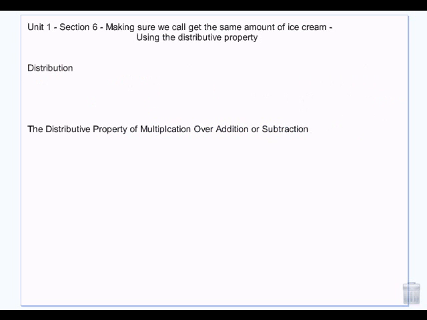Okay, so I call this section making sure we all get the same amount of ice cream. Anybody have siblings? Did you guys argue over she got more than me or he got more than me or no? Yes, okay, I have a yes. So that happens. So we're going to use the distributive property, and the distributive property is making sure that everyone gets the same thing. Okay, so distribution, if you talk about in general, is to give out something.